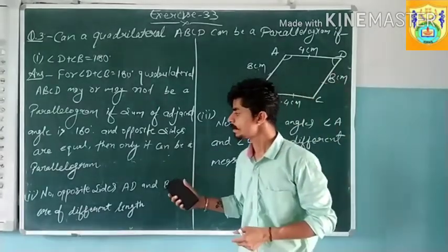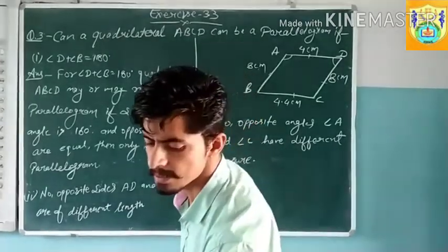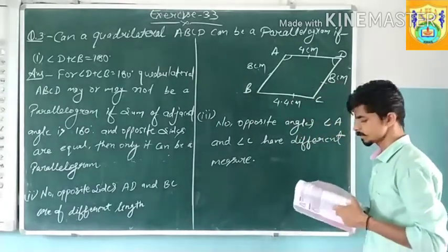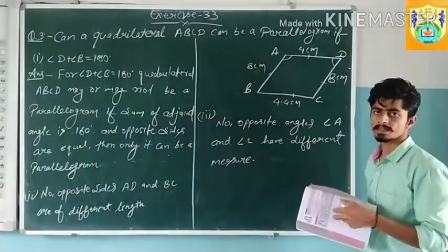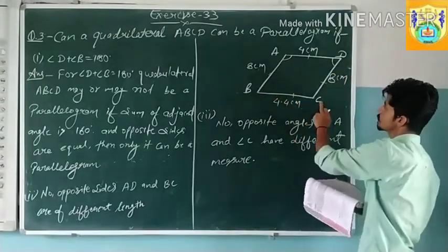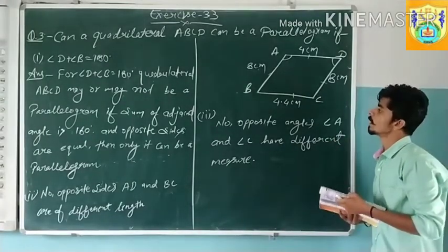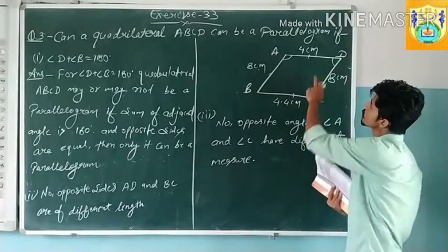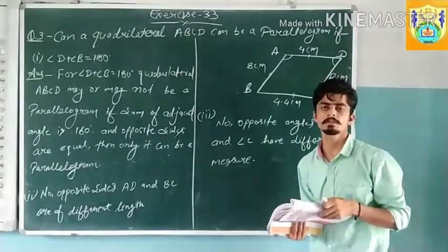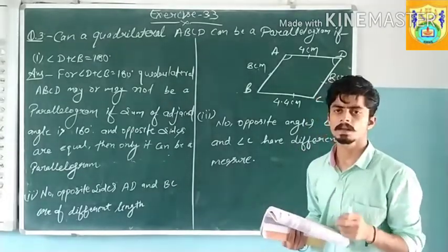So the second condition is AB is equal to DC, and AB is equal to DC is equal to 8 cm. The measurements of the line segments are given here. AB is equal to 8 cm and DC is equal to 8 cm, which means both are equal. And AD is equal to 4 cm and BC is equal to 4.4 cm. So if the measurements are given like this, can the quadrilateral be a parallelogram or not?